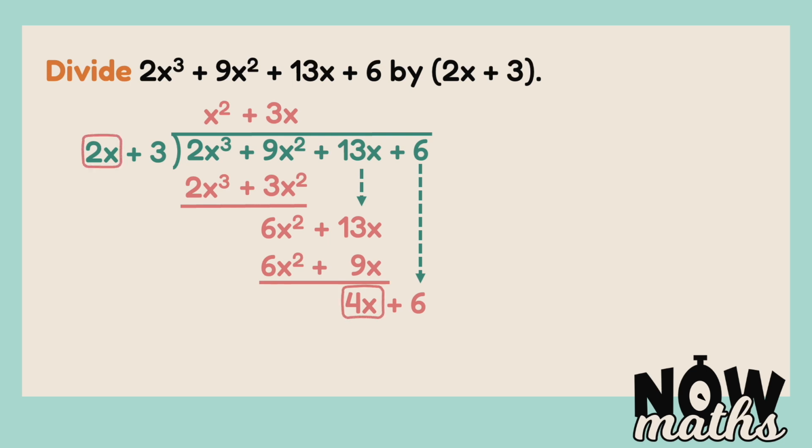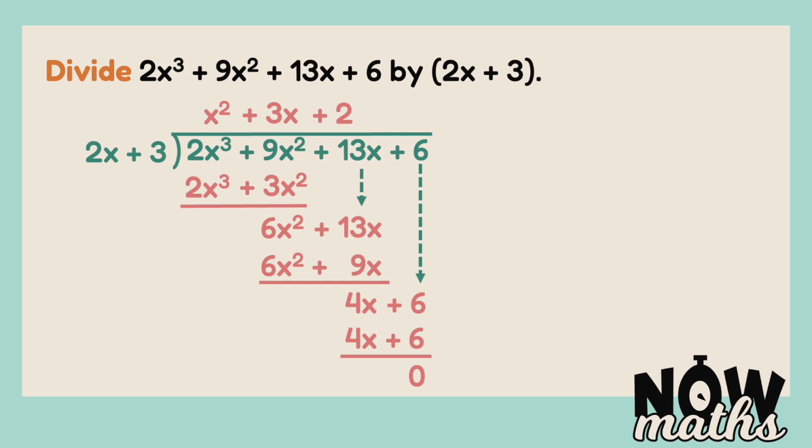For our final division, we now divide 4x by 2x, which is 2, since 2x multiplied by 2 is 4x, and to work out the remainder, we multiply the 2 we just found by 2x plus 3. And 2 multiplied by 2x is 4x, and 2 multiplied by 3 is 6. We now subtract to find the remainder, so 4x subtract 4x is 0, and 6 subtract 6 is also 0. And since there are no terms left in the cubic, this is our division completed.